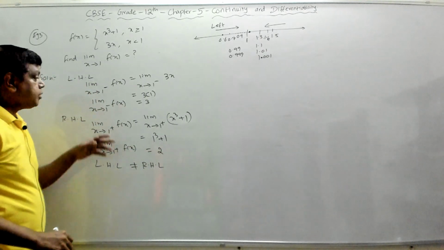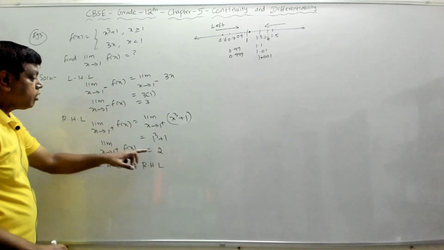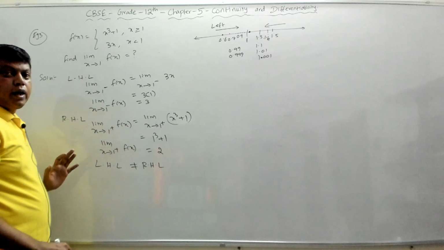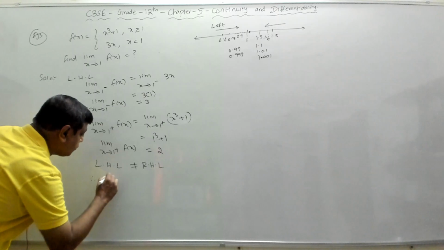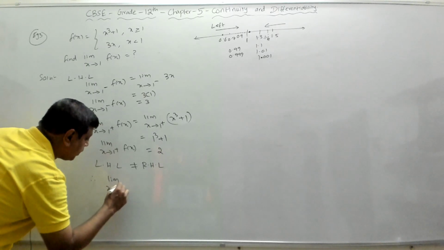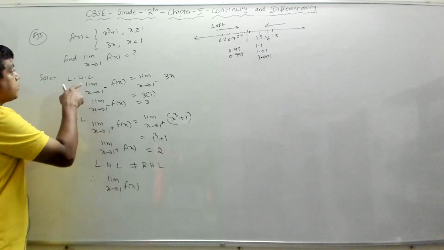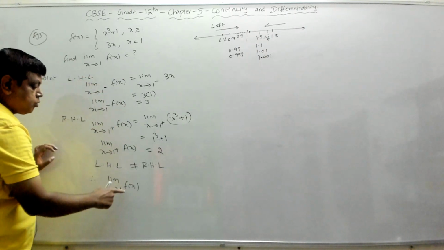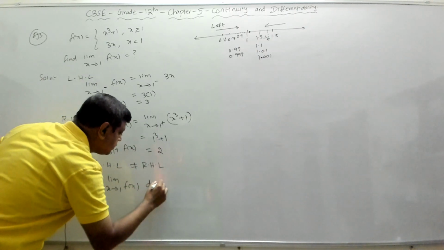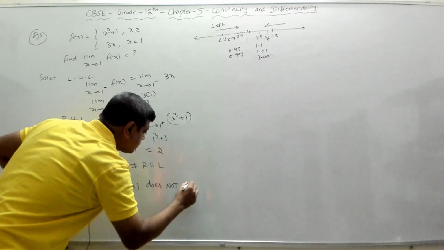Since our left hand limit is 3 and right hand limit is 2, the left hand limit is not equal to the right hand limit. Therefore, we'll say the limit does not exist. Therefore, limit x goes to 1 f of x, this is what we are supposed to find. Right? Limit x goes to 1 f of x does not exist.